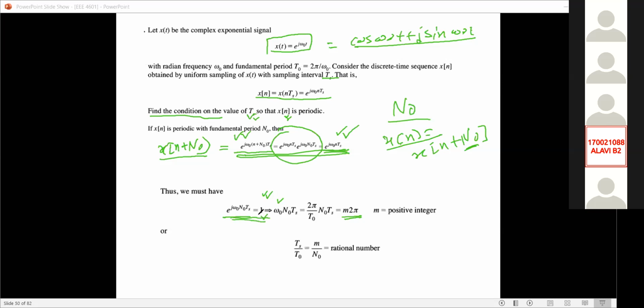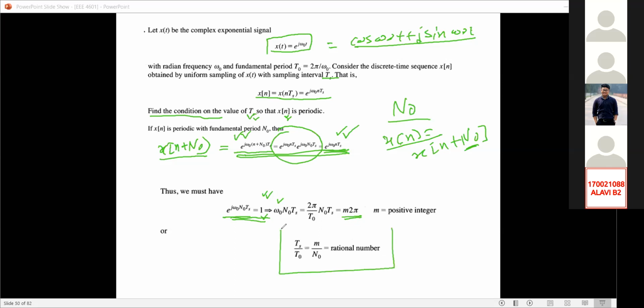If this is 1, then this exponent should be equal to an integer multiple of twice pi. If this is the case, we can easily derive the condition that will make the sampled version of your exponential sinusoid what we call a periodic one.